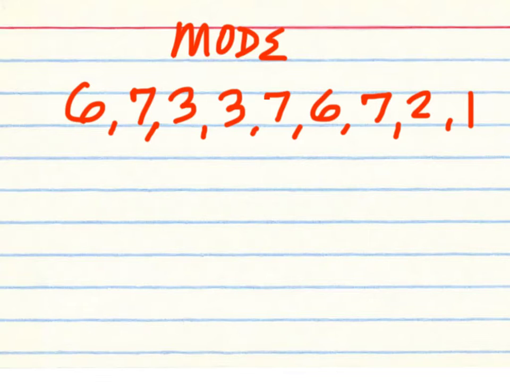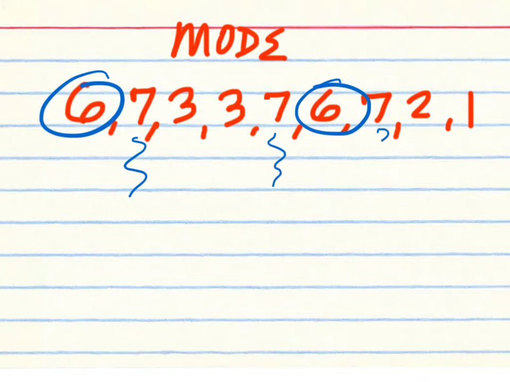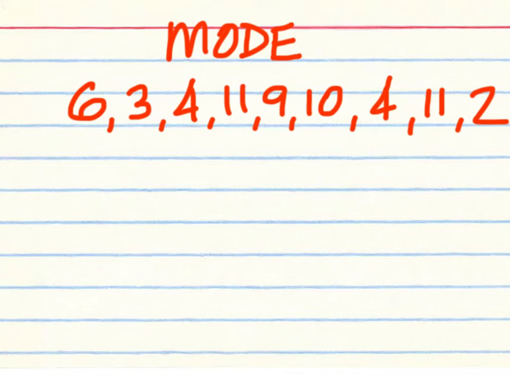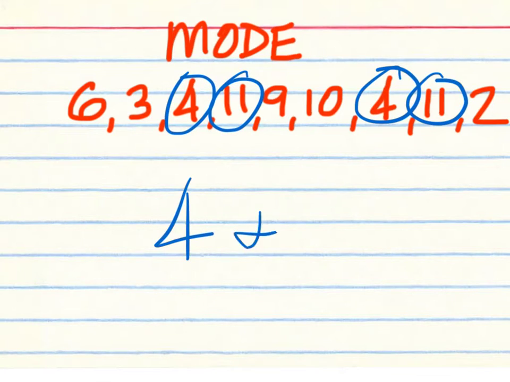Try this one and drop it off. The solution for the practice problem: you have 1, 2 6s, but you have 3 7s, so the answer should be 7. The solution for the practice problem: we have 1, 2 4s, and then 2 11s, so it should be 4 and 11.